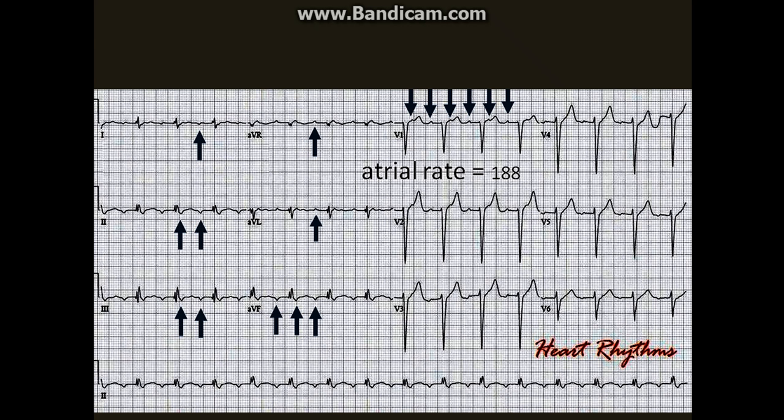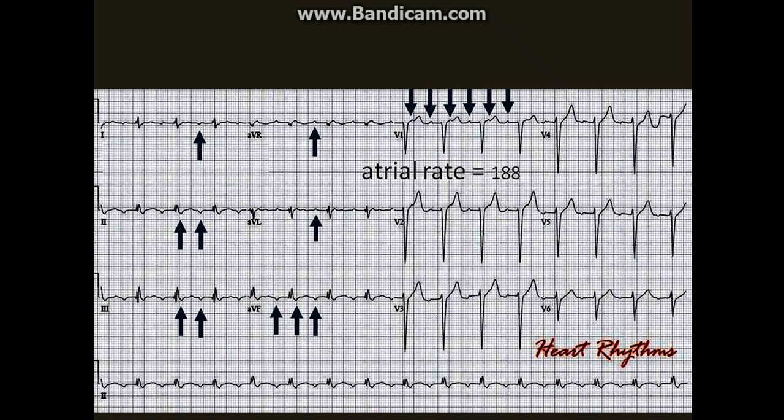The P waves are inverted or negative in 2, 3, and AVF, upright or positive in AVR, AVL, and V1. The atrial rate is best computed in V1, where it can be seen at the rate of about 188 beats per minute. In between P waves is a clear isoelectric line. There are 2 P waves for 1 QRS, or there is 2-to-1 AV conduction.